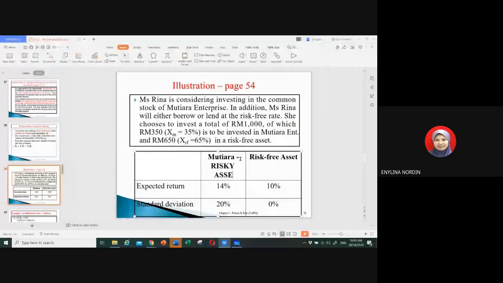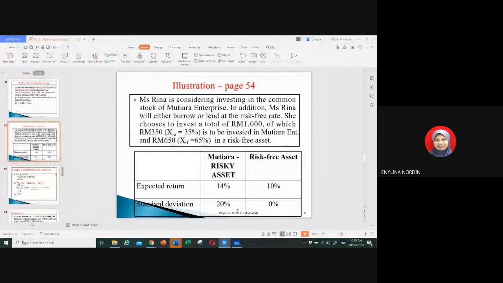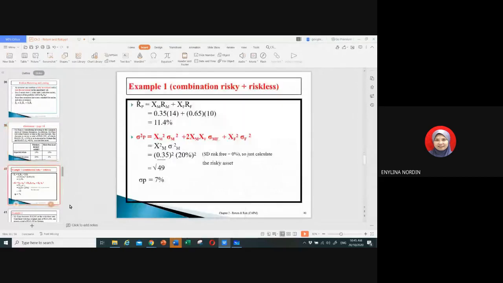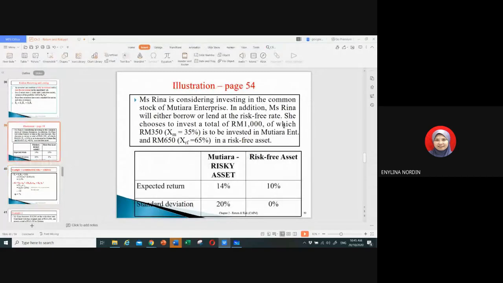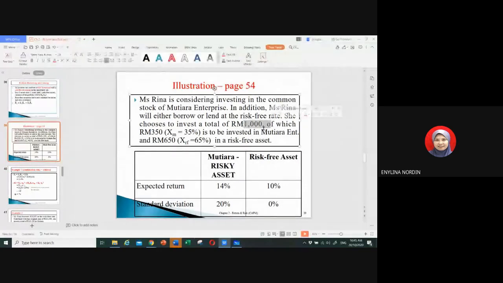Now, the standard deviation of the risky asset is definitely higher than the risk-free asset lah. Kalau dia kata risk-free, maknanya tak ada risk langsung lah, kosong. Okay. By substituting or plugging the figures into the formula of the expected return, this one kita dah cover. So kita masukkan je berapa kita invest dalam stok Mutiara, berapa kita invest dalam risk-free asset. This is what is mentioned here. You have 1,000 ringgit, Rina, and then they invest 350 ringgit in Mutiara and the balance in risk-free. So 350 ringgit divided by 1,000, you get weightage of 35% and weightage in risk-free asset 65%.